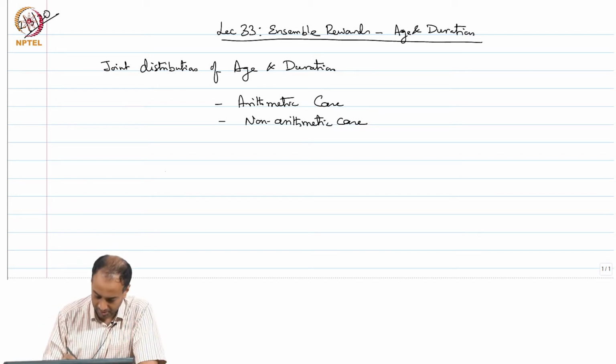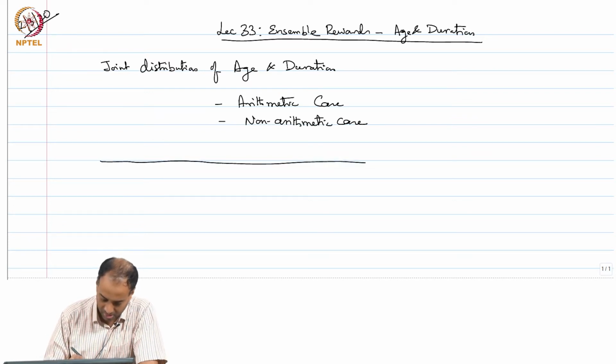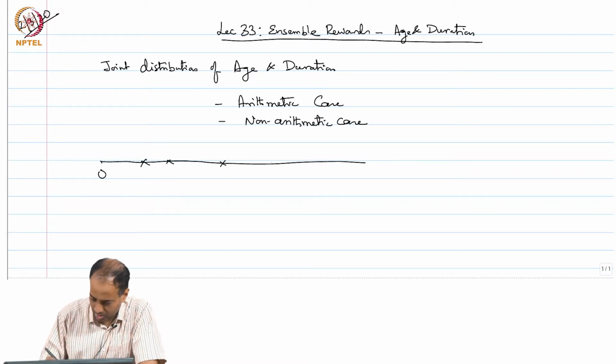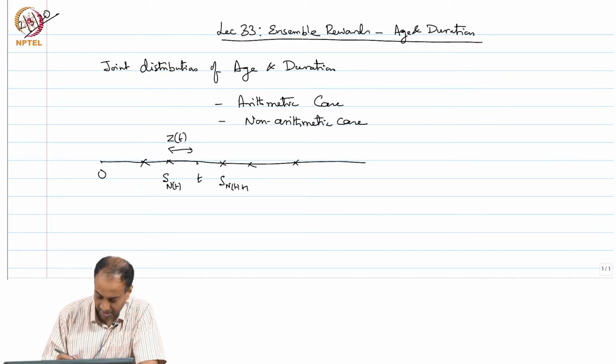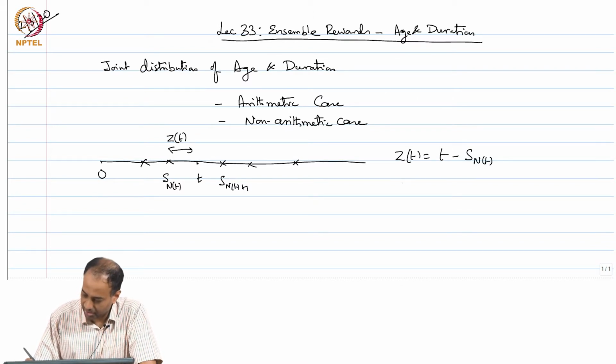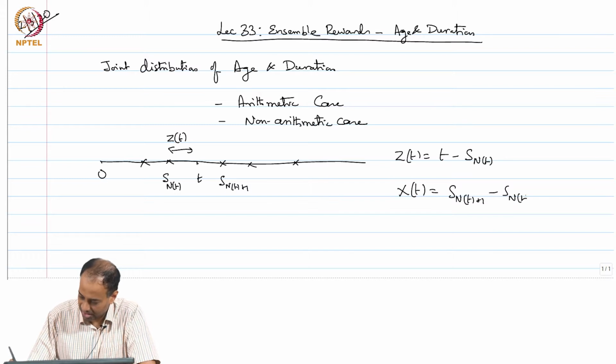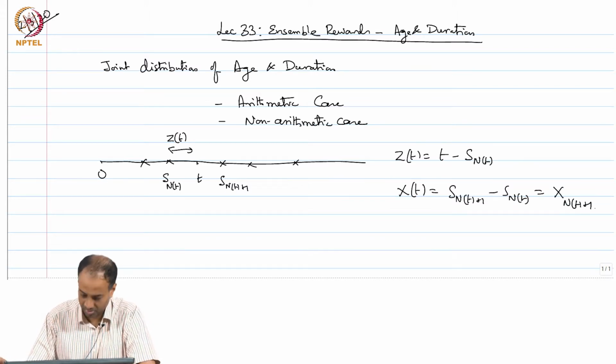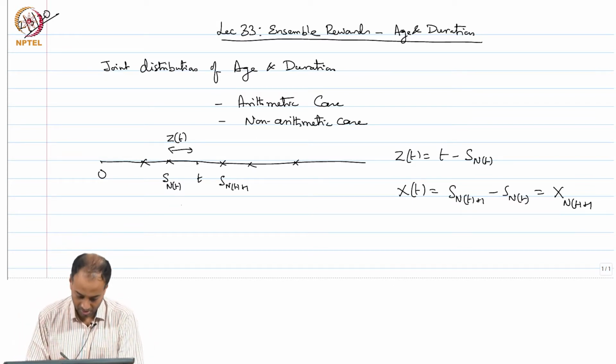Okay. Now, recall that if you have a renewal process, and you fix some time t, the epoch of the previous arrival is S_N(t) and the epoch of the arrival after t is S_N(t)+1, and the age is Z(t), which is just t minus S_N(t), sorry, and the duration X(t) is just S_N(t)+1 minus S_N(t), which is nothing but X_N(t)+1. This we already know, right.